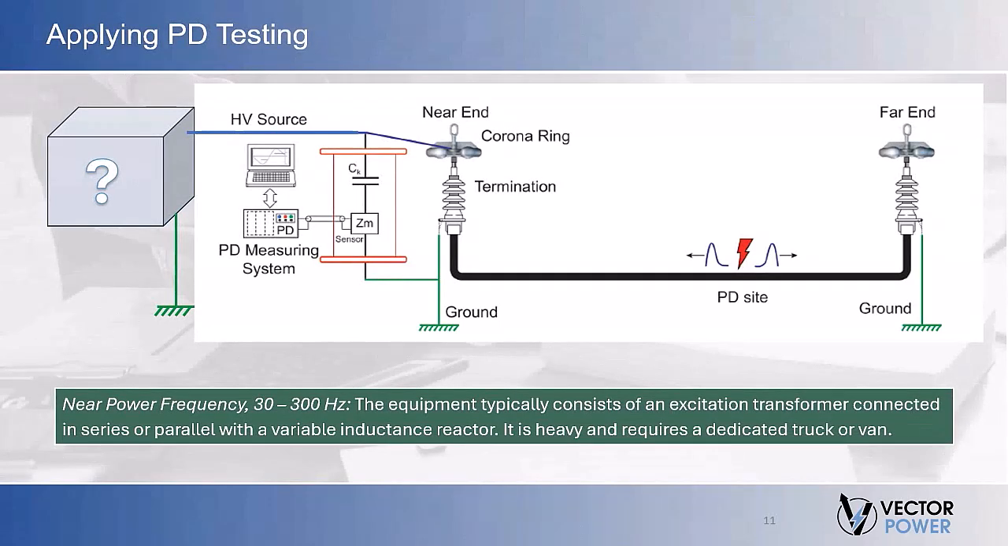We also have near power frequency, operating in the 30 to 300 Hertz band. The equipment typically consists of an excitation transformer connected in series or parallel with a variable inductance reactor. It is heavy and requires a dedicated truck or van to transport.